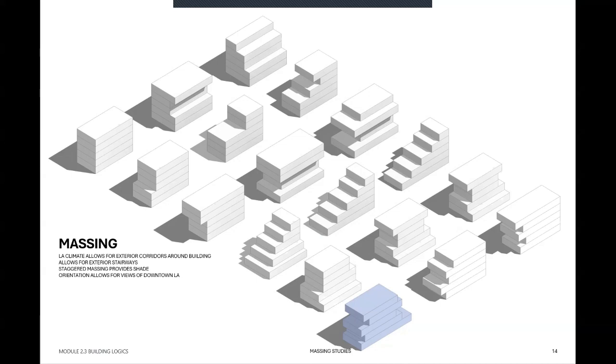The reason I decided to go with this is that, due to LA's climate, this allows us to have exterior corridors that can run around our building rather than having interior corridors. This also allows us to have exterior stairways, and the staggered massing helps us provide shade and keeps our building cool during the summertime. Lastly, this orientation really allows us to get some very special moments throughout the building when we can get some of that view from downtown.